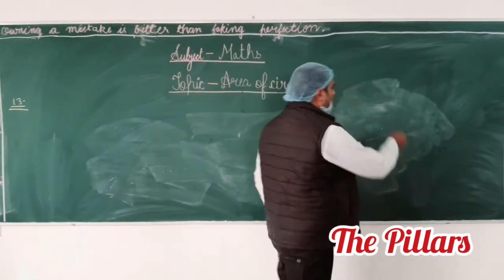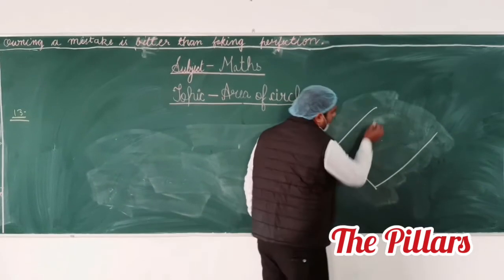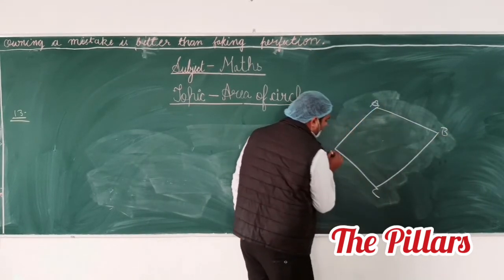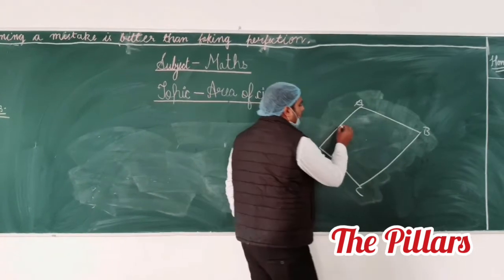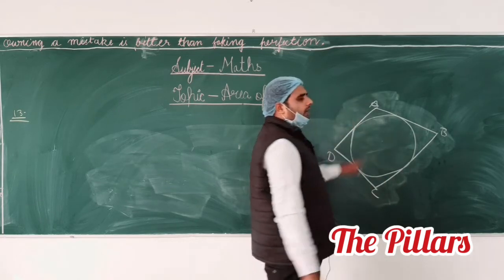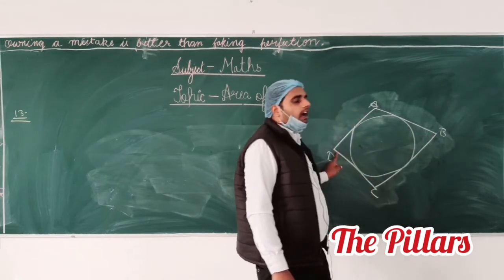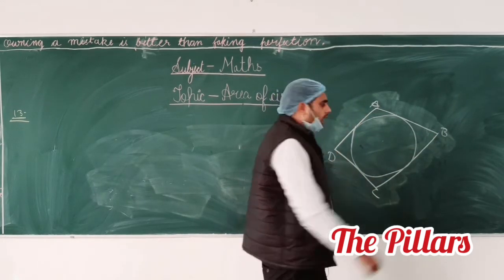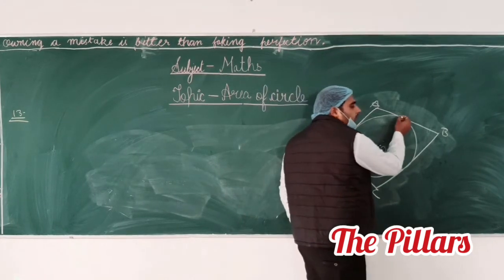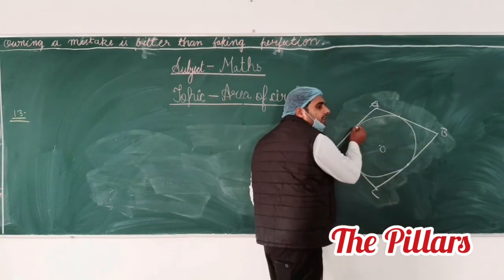You see that suppose this is our quadrilateral. This is our quadrilateral ABCD, which is circumscribing the circle. Suppose this is our circle. This quadrilateral is circumscribing the circle. A, B, C and D are the vertices of the quadrilateral, and O is the center of the circle. You see that our circle touches the quadrilateral sides AB, BC, CD and DA at different points.